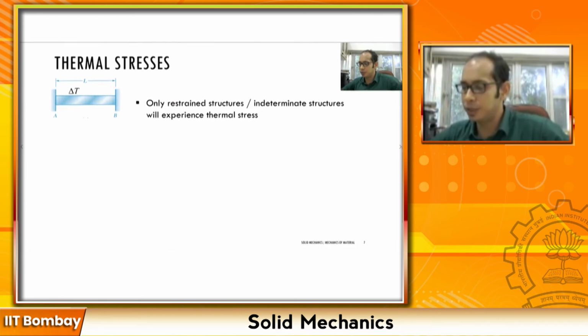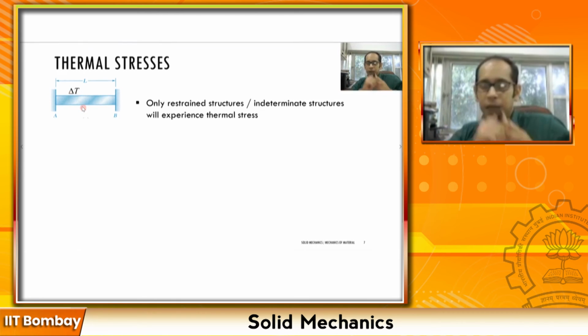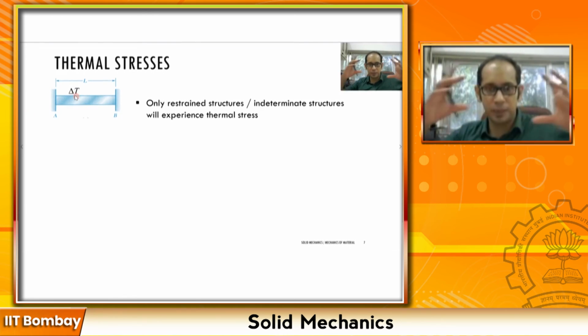You have a bar over here, which is clamped at point A and clamped at point B, and maybe you have lit a matchstick or some kind of a candle there, and because of that you're having an increase in temperature, delta T, right? Now this is a classic example where in a structure you don't have any strain but you have stresses, since A and B are clamped and this bar cannot expand, right?